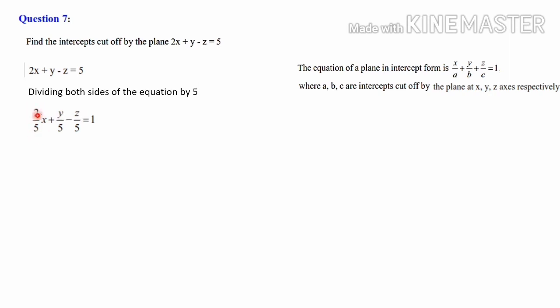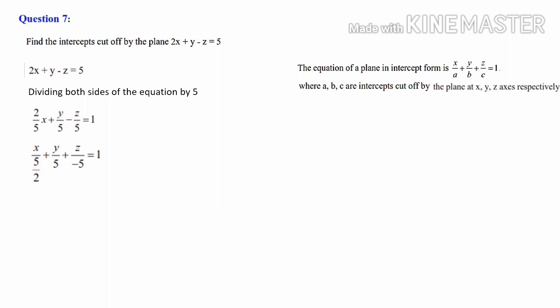Of course, the numerator is 2. So we have to go for a little bit of rearrangement, that is, x divided by 2 by 5 we can write as x over the denominator 5 by 2, plus y by 5, no problem here. A little adjustment is needed because we need a plus here, so just bring that minus to the denominator, that is z by minus 5 equal to 1. Now it is in standard form.